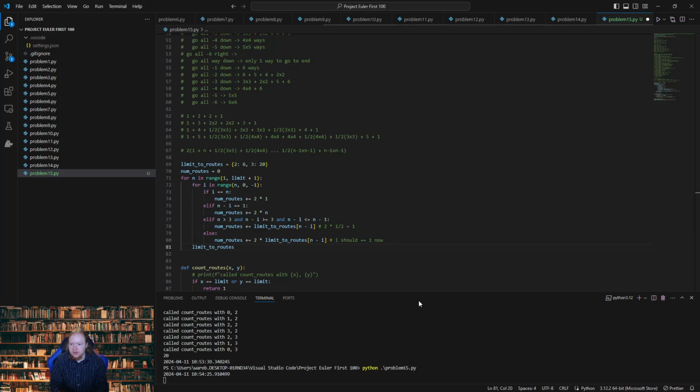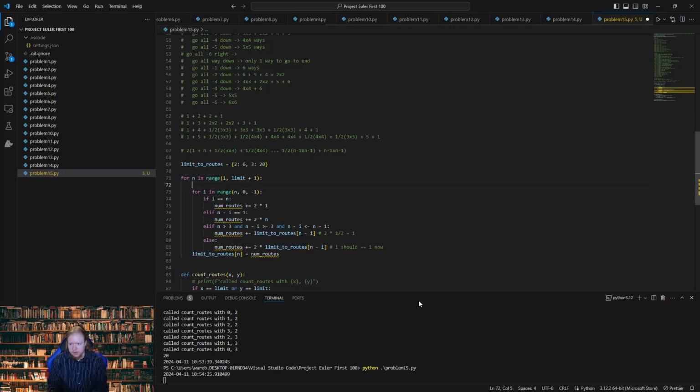Limit to routes of size n equals our num routes. And then num routes, it actually feels a little bit cleaner to just have this line right here. Now, for 2 and for 3, it should not be going in all of here. Okay.